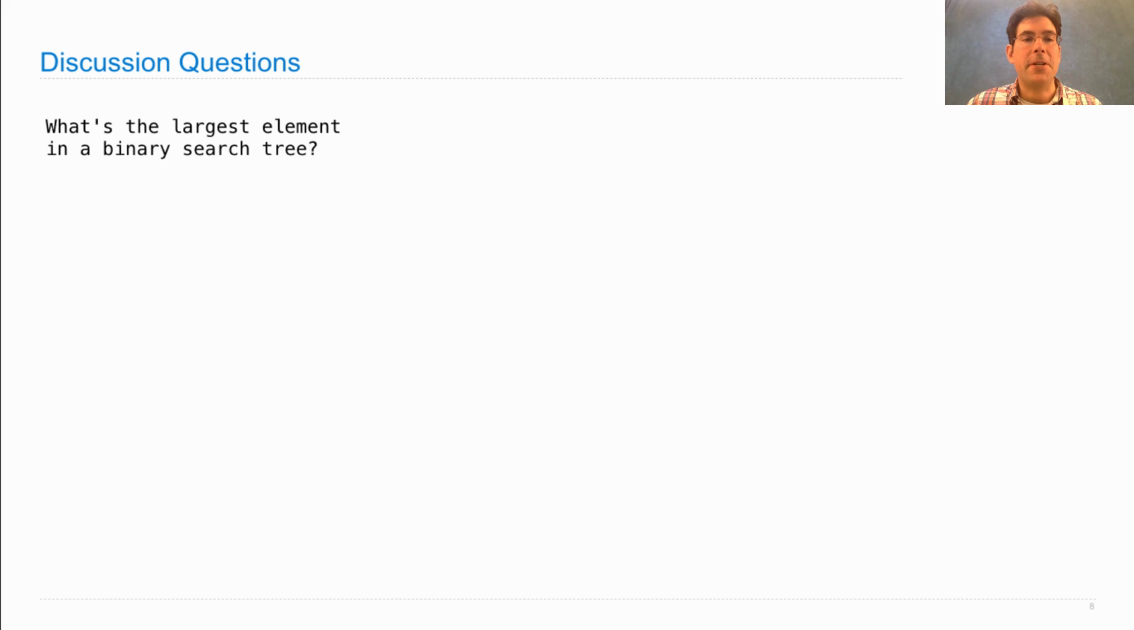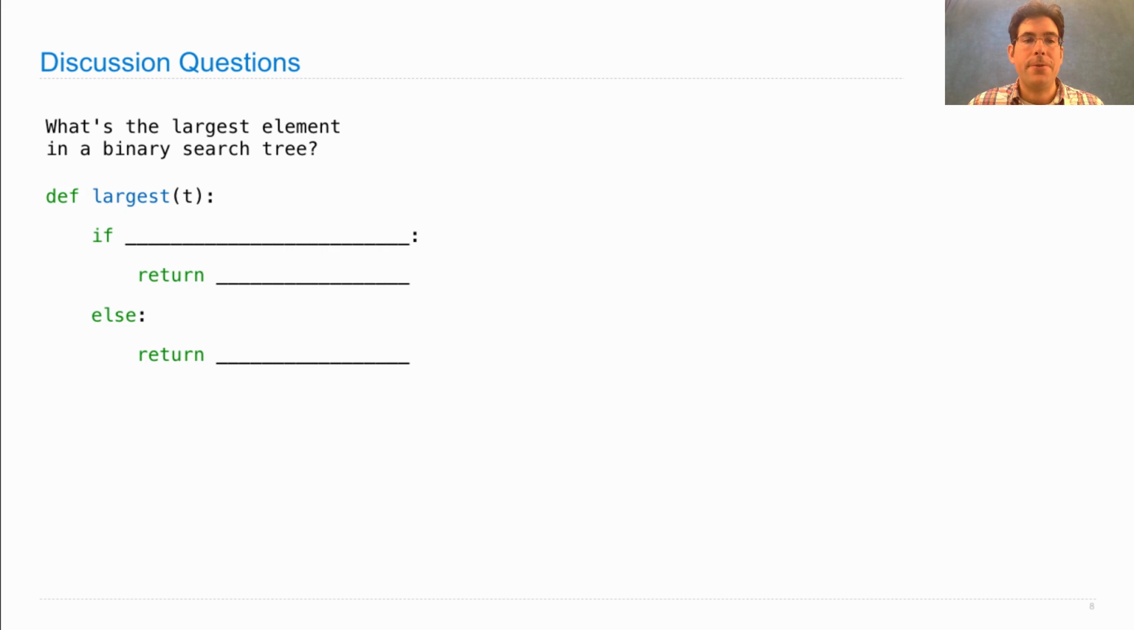So here's a discussion question. How do you get the largest element in a binary search tree? Here's a template. See if you can figure it out. Here are a couple of binary search trees to look at in order to get you started. Notice this one has 7 and 8 to its left, but 8 is to the right of 7.